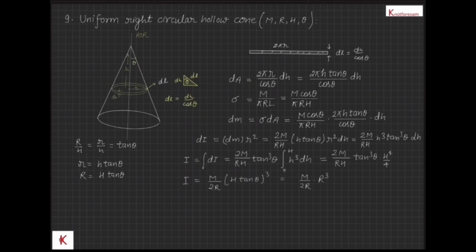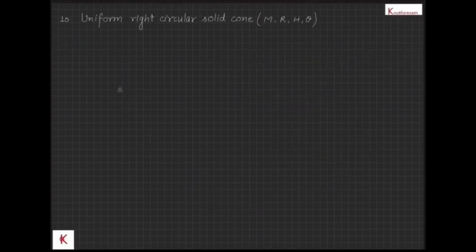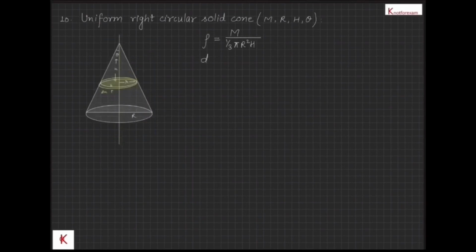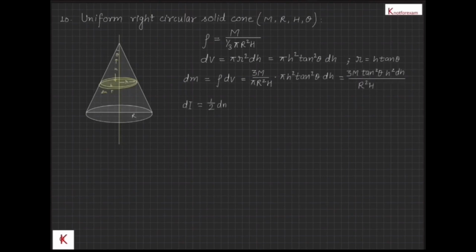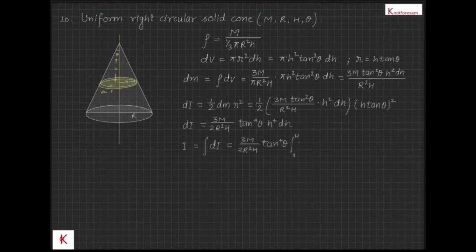Moment of inertia of a uniform right circular solid cone of mass m, radius r, height h and half cone angle theta about its axis. Take a differential part of the cone as a disc at a distance h from the vertex having thickness dh, and the radius of the disc will be h tan theta. Integrating the contribution dI of this disc, we get the total moment of inertia comes out to be 3 by 10 m r squared, which only depends on total mass and radius of the base.